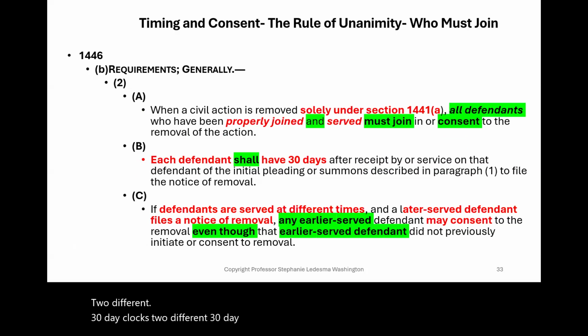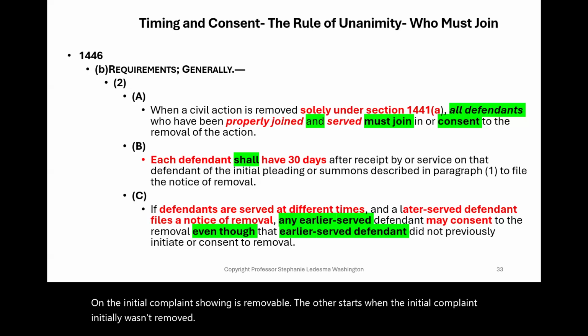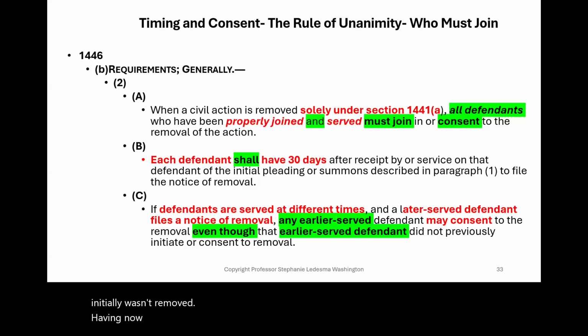One starts on the initial complaint, showing it's removable. The other starts when the initial complaint initially wasn't removable, having now become removable.